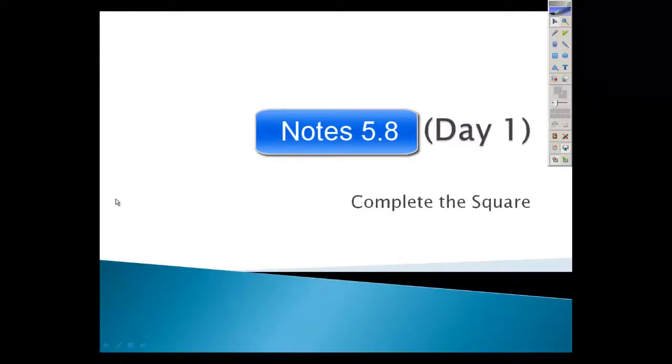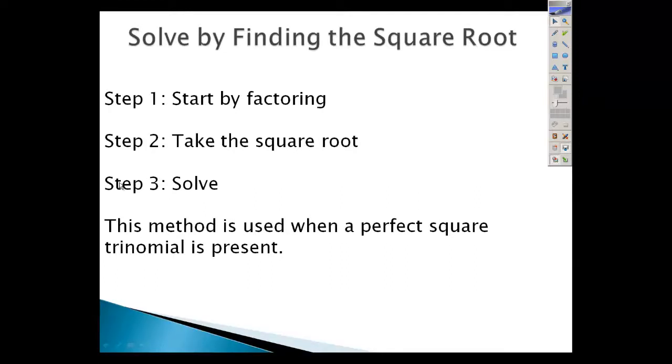This is Mr. Gillum, and today we're going to learn about completing the square. Now, I can't stress how very important this is, but before we really get into the thick of it, what we're going to do is some more equations with square roots, where we're going to have a quantity squared, and we're going to square root both sides.